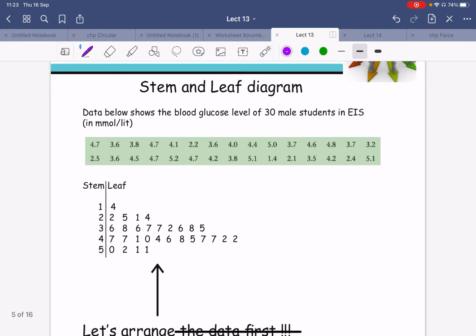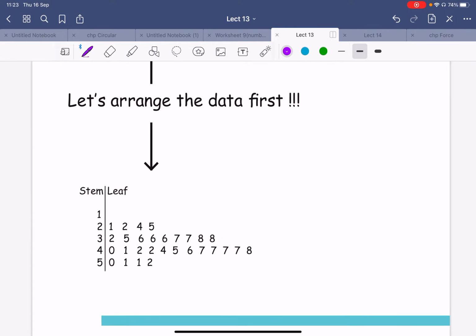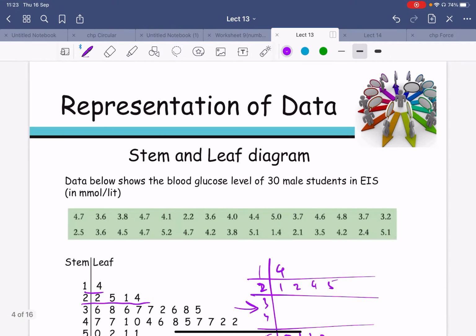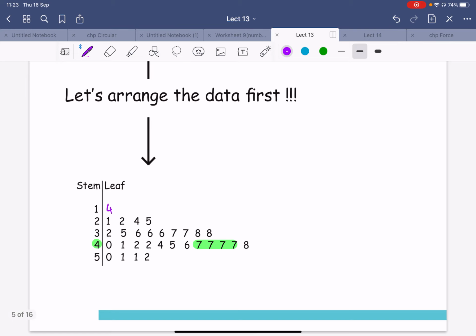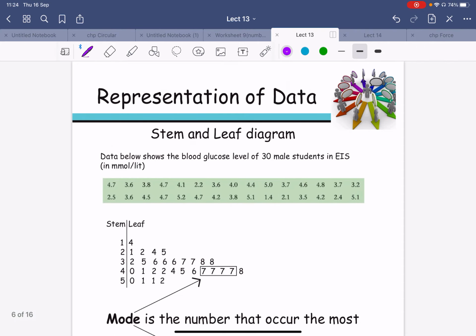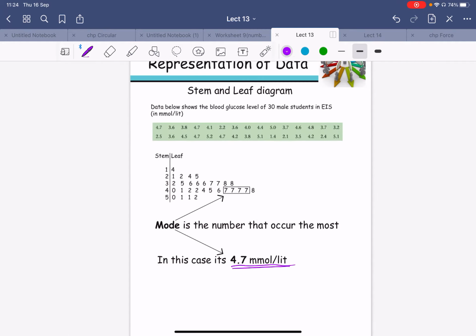All right, let's say we arranged all the data here. This is now arranged. So this is 1 and then 4 here. So the mode you can see clearly is here. See? So I can say that my mode is going to be 4.7. This is my mode. Okay, now let's see here. The mode is 4.7 millimoles per liter, right?